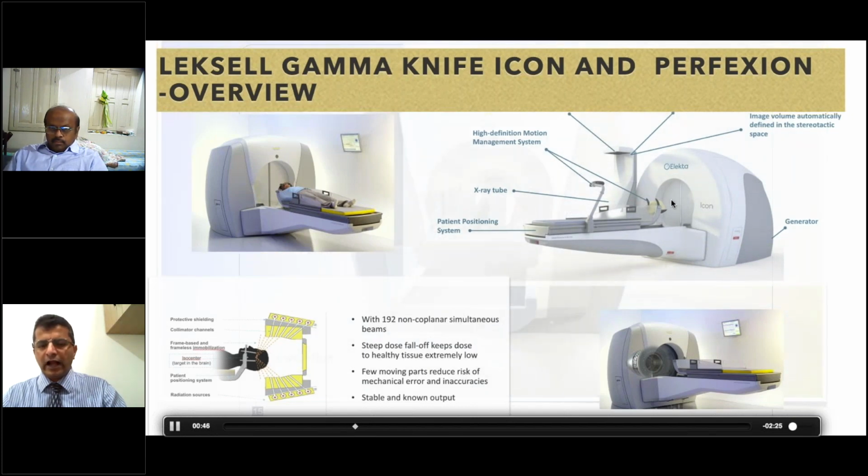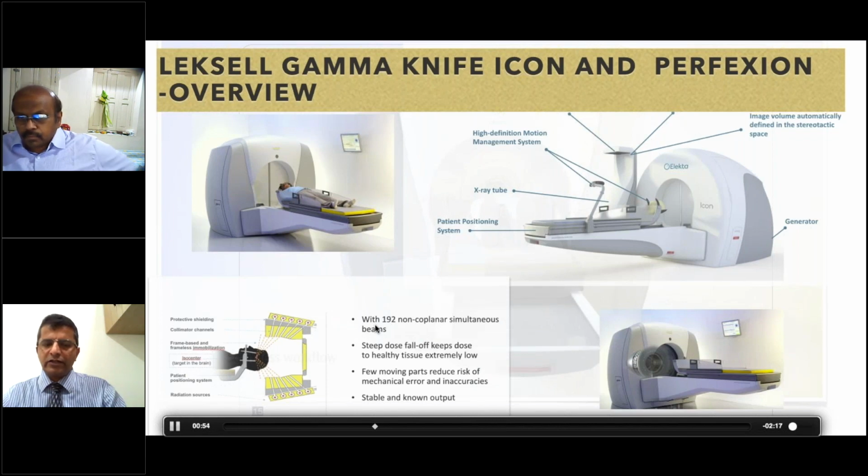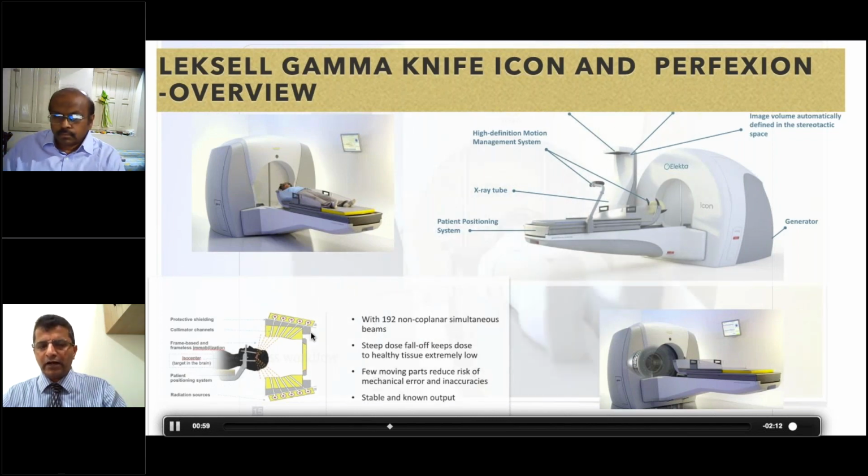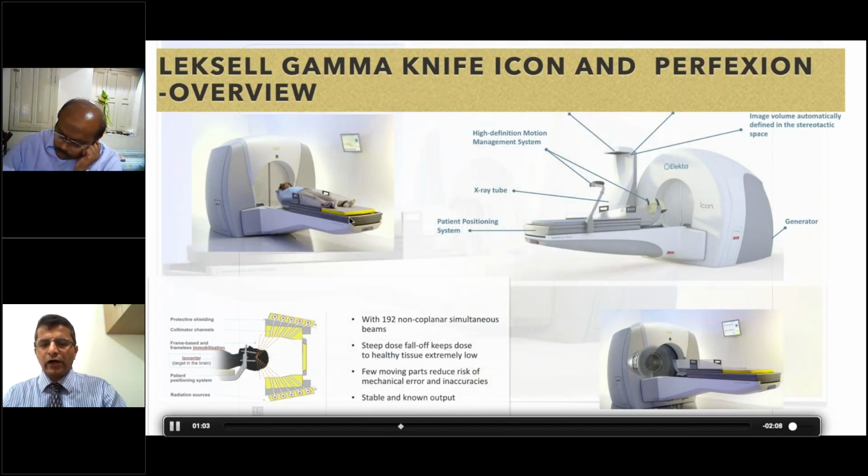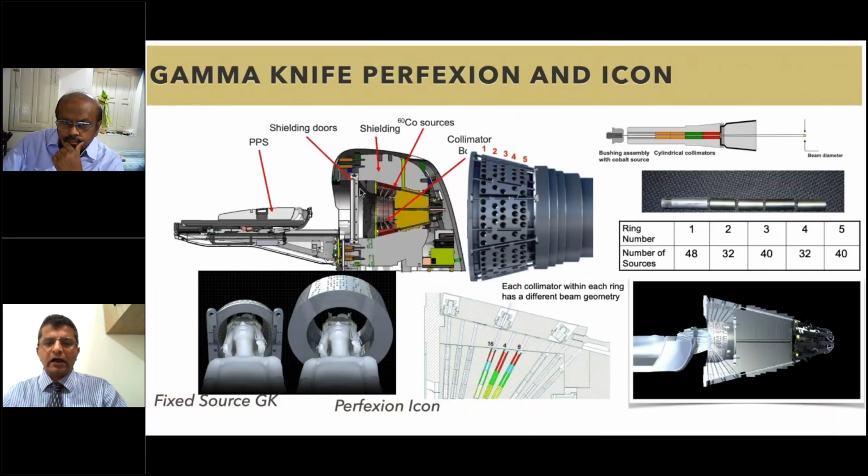Both units have 192 non-coplanar simultaneous beams, and that ensures a steep dose fall-off to the healthy tissues, and it has fewer moving parts. The patient positioning device is known as the patient positioning system. So this is something which we are going to learn today in more detail.